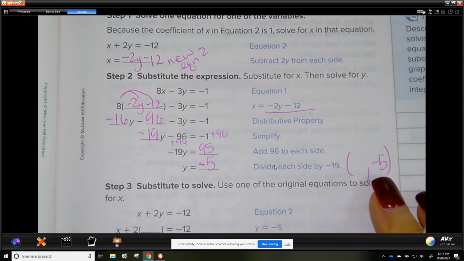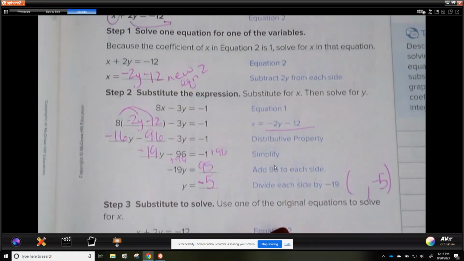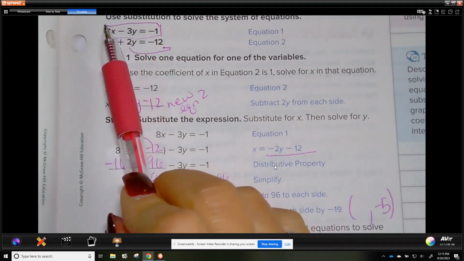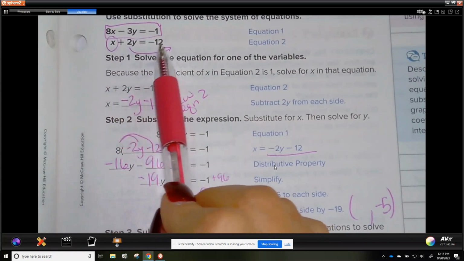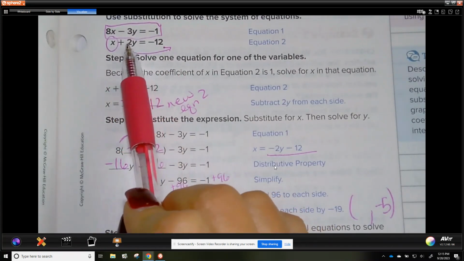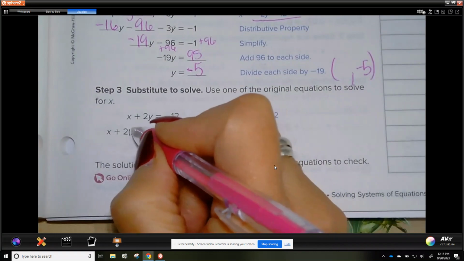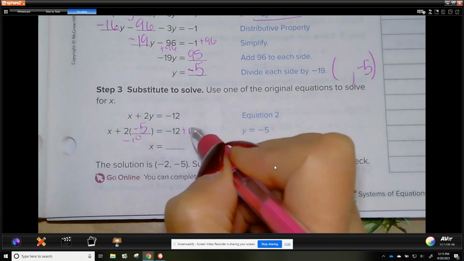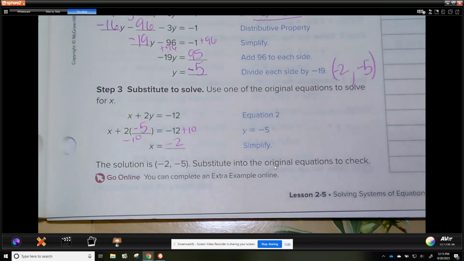Now we have one value and we want to plug it back into one of the originals to solve for x. Back to my original equations, since these have all these numbers, this one looks easier to solve for x. You want your original just in case there's an error there. So we're going to plug it into that second one. Everywhere there's a y, I'm going to put negative 5. So I'm going to get negative 10 there. Add 10, that goes away. So I get negative 2 for x, and this is my point, (-2, -5).